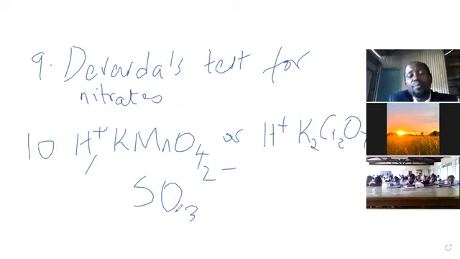Even under the theory papers, you could be asked, how can you distinguish carbonate ions from sulfite ions? So you use the oxidizing agents. Sulfite ions will change the oxidizing agents to their expected colors. Potassium manganate 7 from purple to colorless. Potassium dichromate 6 from orange to green.